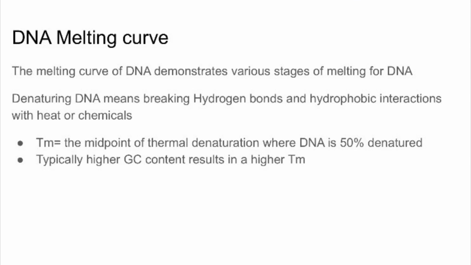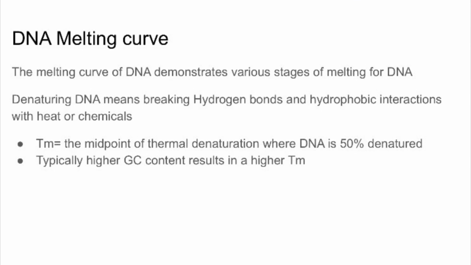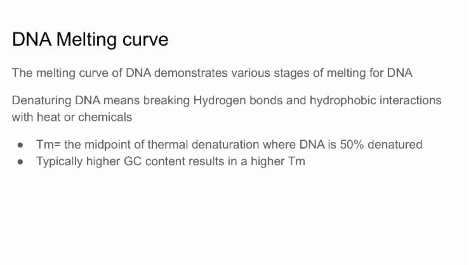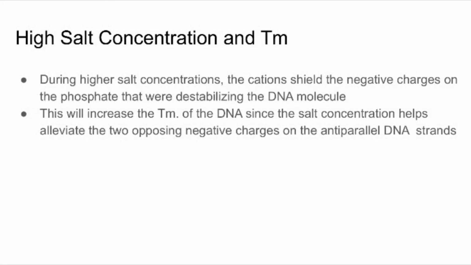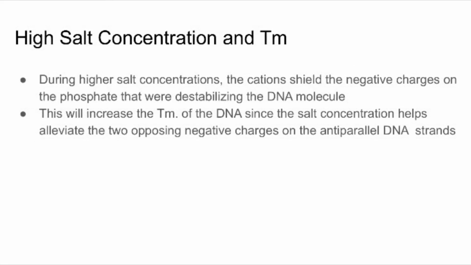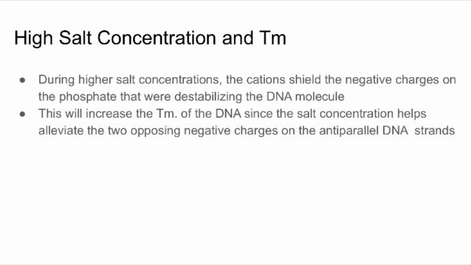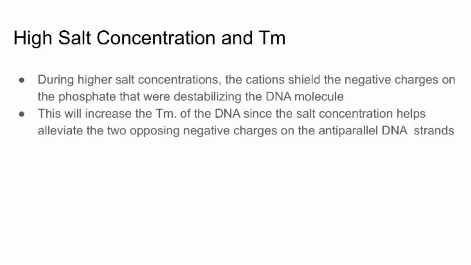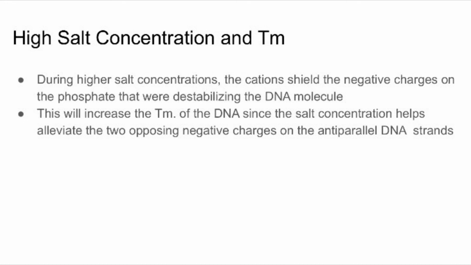The DNA melting curve shows the denaturation of DNA through various stages. The Tm is the midpoint where 50% of DNA is denatured, and typically a higher GC content will result in a higher Tm. In a high salt concentration, the cations of the salt will shield the negative charges of the phosphate that destabilizes the DNA. This will increase the Tm of the DNA since the salt helps bring stability.